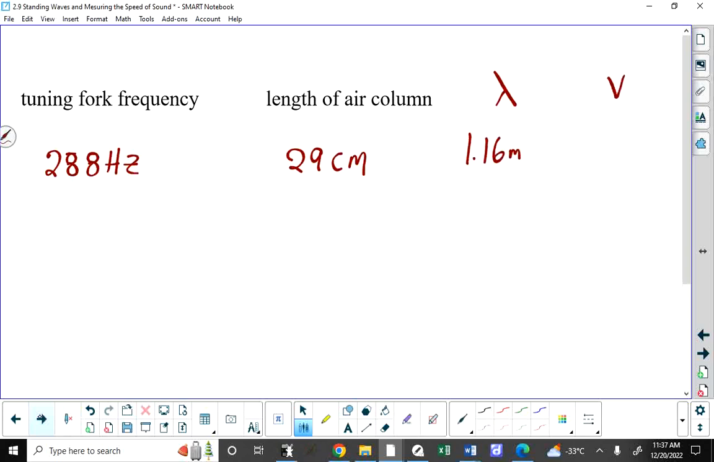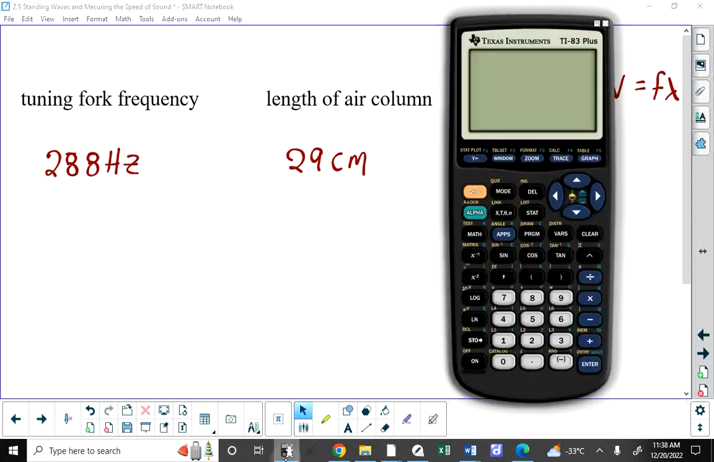Now, how would we find the experimental value of the speed of sound? Experimental, not looking at the thermometer or the thermostat. Well, we know the frequency and we know the wavelength. Speed equals frequency times wavelength. So if we multiply that 1.16 by the 288, what we will have done is measured the speed that sound travels at in this room. In this air column, which, you know, if the water was very cold, then the air temperature in the tube would be very low. But it's pretty much room temperature.